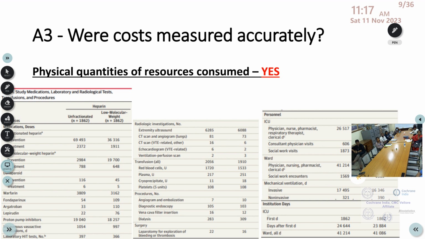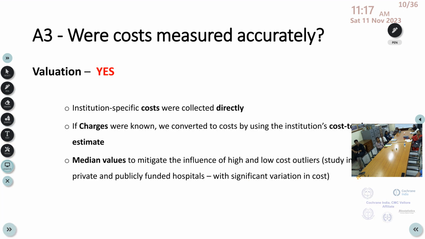So even if our currency is different, our cost is different, we can actually use this data and come to our in-hospital setting, how much it would come to. So this is very important. Most studies should have this, and this study has it. The next parameter is valuation. So this is also an important term.